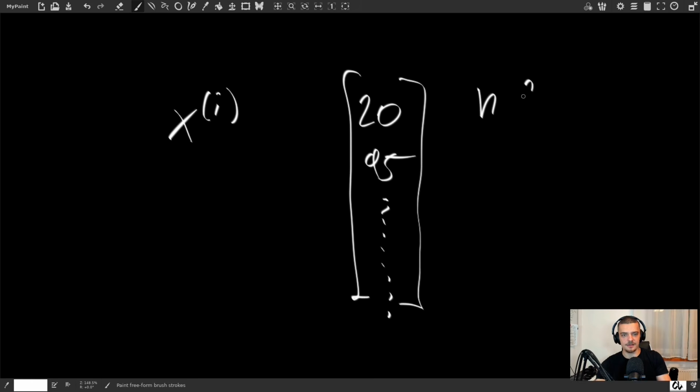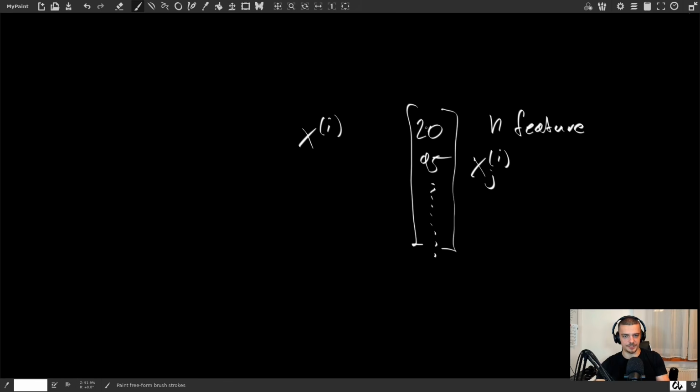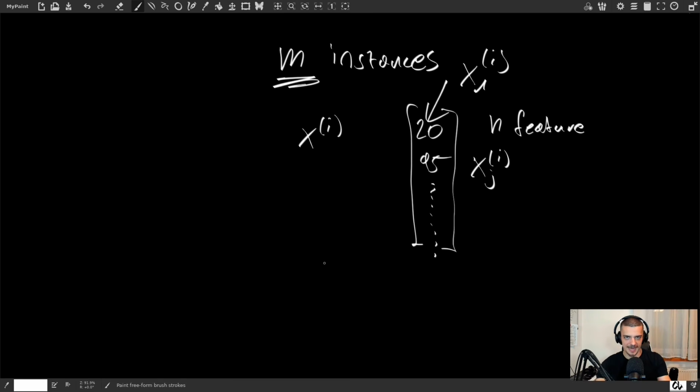We have a bunch of features. We have n features. So this would be feature 1, feature 2, and so on. And we could say this is just feature j, or we should call it x_j for instance i, would be an individual feature. So that here would be x_1 of instance i. So we have m instances, which means we have m different images of animals or m different students having studied for a certain amount of time, whatever. These are m separate instances, and we have n features.